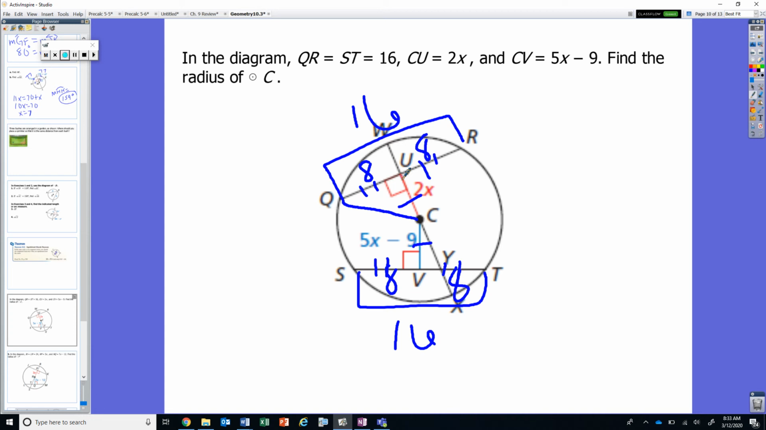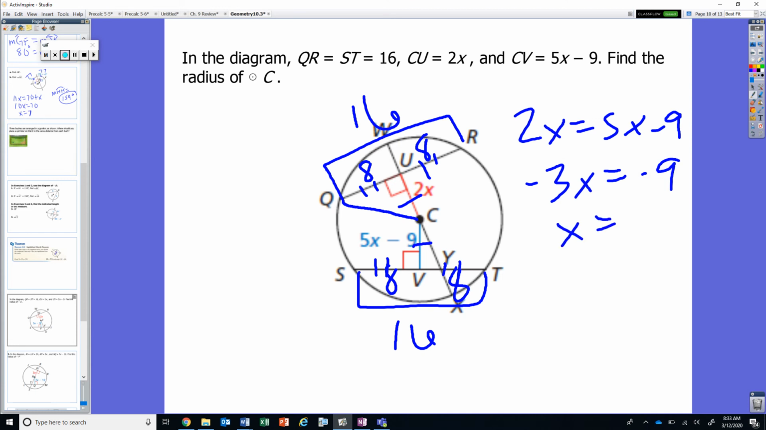But first, let's find the value of x and find the value of this red side and set 2x equal to 5x minus 9. And go ahead and find out what these values are. So negative 3x equals negative 9. So x equals a positive 3. And so then ultimately we have that the value of that red side UC has a value of 6. So I'm going to write over that in 6.